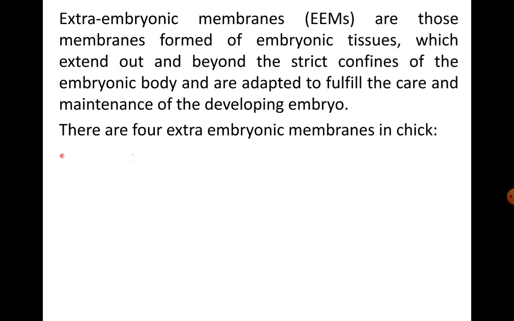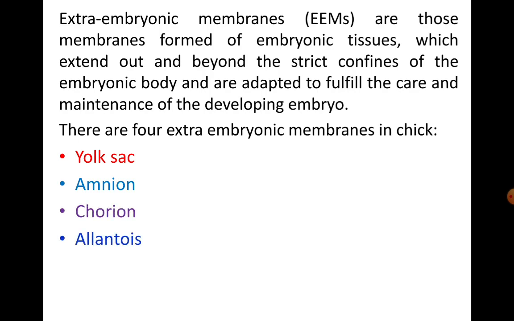Now in case of chick, there are four extra embryonic membranes. One is the yolk sac, the amnion, the chorion and allantois. So these are the four main extra embryonic membranes or the fetal membranes that you find in chick. And today we will learn in detail about their formation and their function.